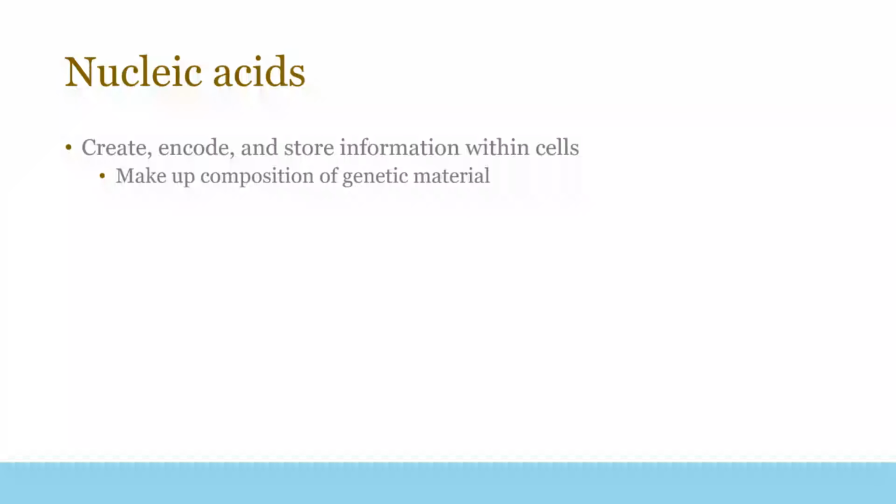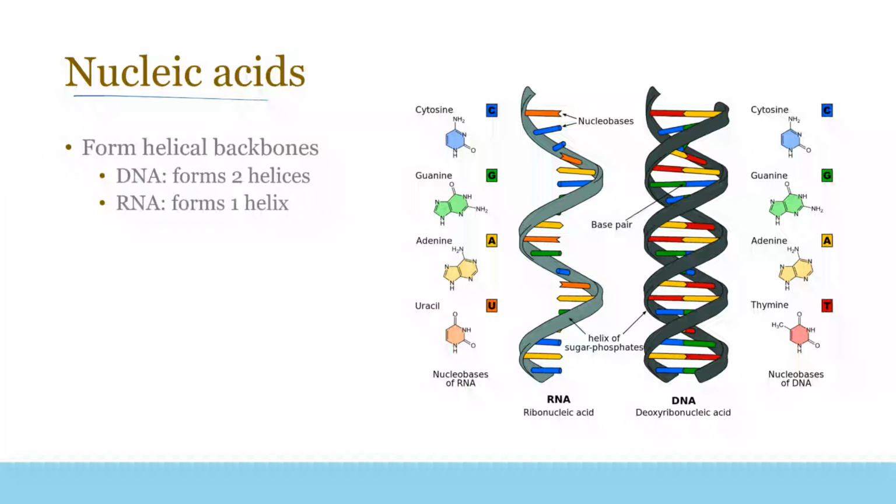And the function of nucleic acids is to create, encode, and store information within cells of all living organisms. It makes up the composition of the genetic material. Now, nucleic acids form helical backbones. DNA forms 2 helices and RNA forms 1 helix. Here you can take a look at a picture of the RNA. The RNA forms 1 helix, and I'm labeling the helix right here, whereas DNA forms a double helix, and you can see that you have a double helix going up. One starts here, another one starts right there.